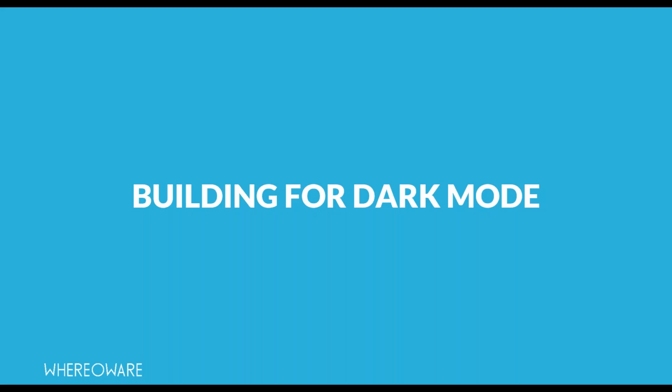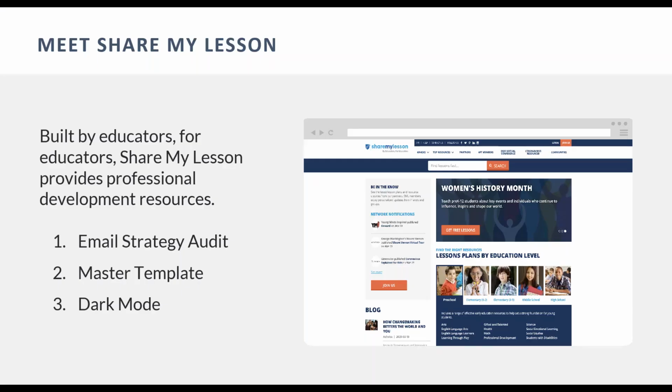I'll be using a client example for this demonstration. So American Federation of Teachers is a client that we helped with a number of things. During the email strategy audit, we identified that they would benefit from a complete redesign of their emails and that we could create a master template, which they can use as a starting point for any email build moving forward. In this redesign, we identified an opportunity to optimize their template when dark mode is enabled, and I'll show you the couple of steps that we did to make those changes.